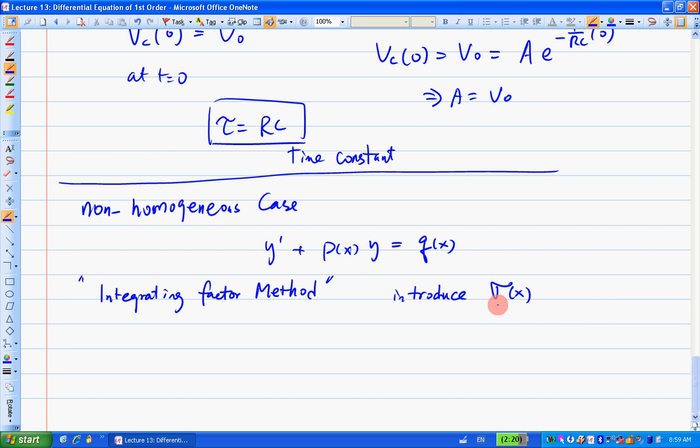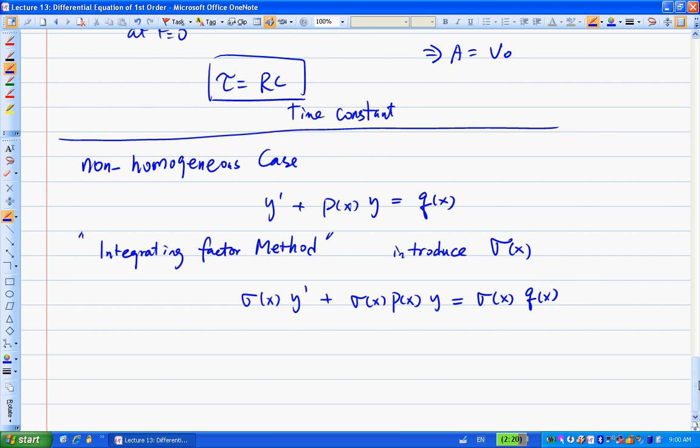Then I'm going to multiply this sigma x to both sides of the equation. So then what I get is sigma x y prime plus sigma x p x y equal to sigma x q x, right? So we are not changing the original equation. We just multiply the original equation on both sides with sigma of x. And the idea here, remember, is that the objective is to have an integrable differential equation.